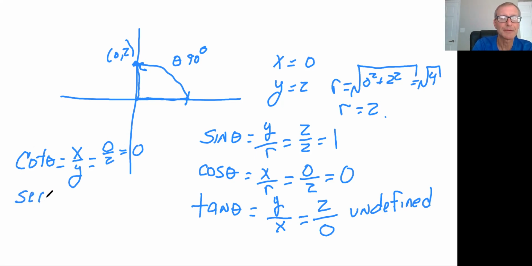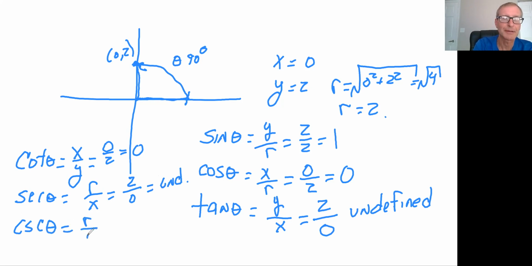Secant of theta is the opposite of cosine, so that's r over x. And you see this is the other one that's not defined, so you get 2 over 0, and that equals undefined. And then the last one is cosecant, which is r over y, and that one's also defined, which is the inverse of sine, right? So that would be 2 over 2 again, and that answer would be 1.